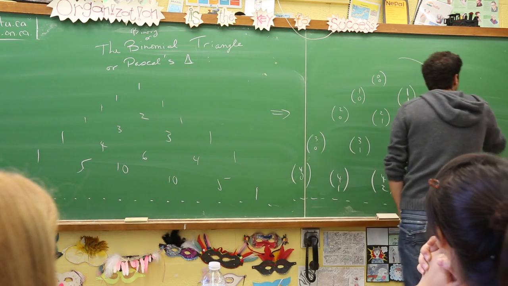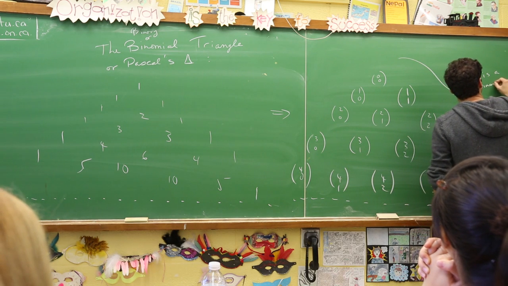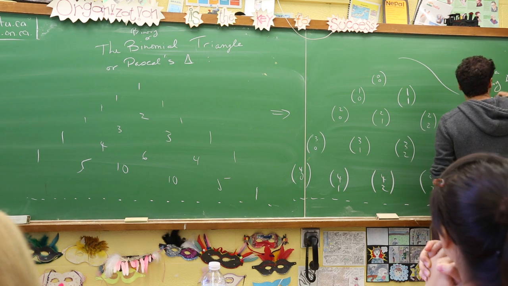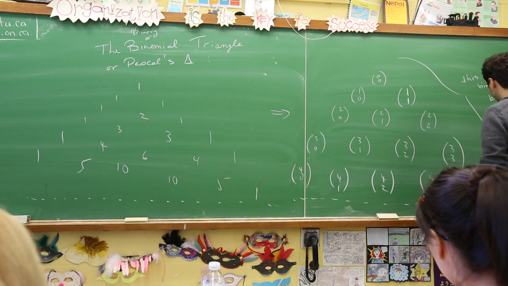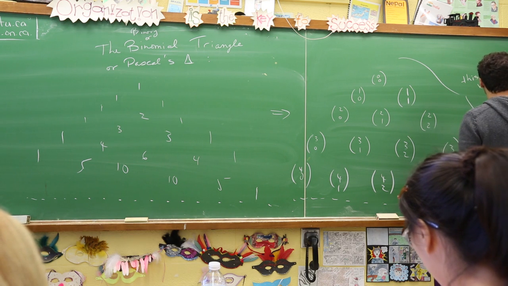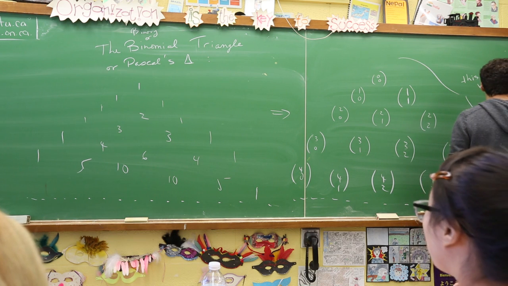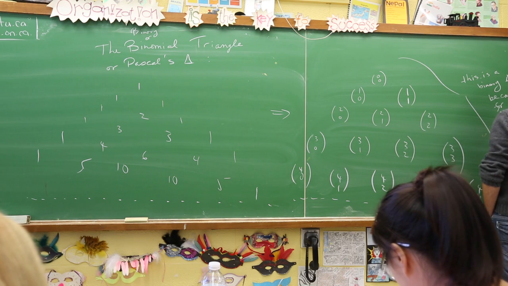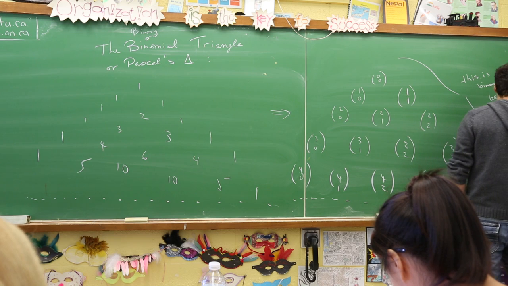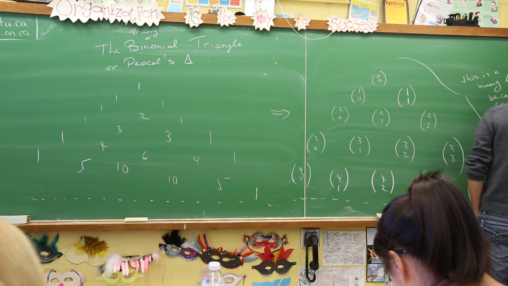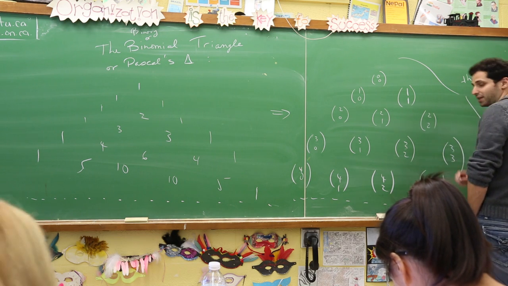So this is a binary triangle because for each n choose r scenario, you can only choose or not choose an object. Can't do anything else with it.